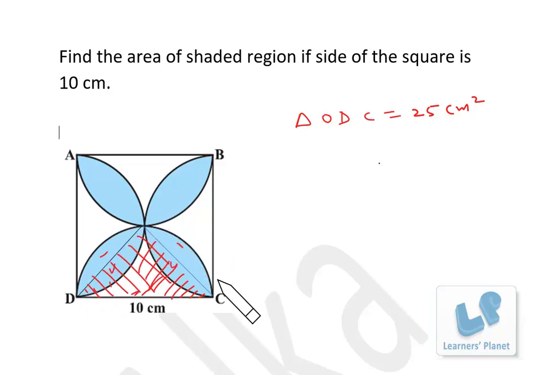So what is the area of this semicircle? The diameter is 10 centimeter, so that means the radius is 5 centimeter. So the area of the circle will be 25 pi. So the area of the semicircle will be 25 pi by 2, right? So the area of the semicircle is 25 pi by 2 minus 25, that is the area of the triangle. So this will be the area of this portion.